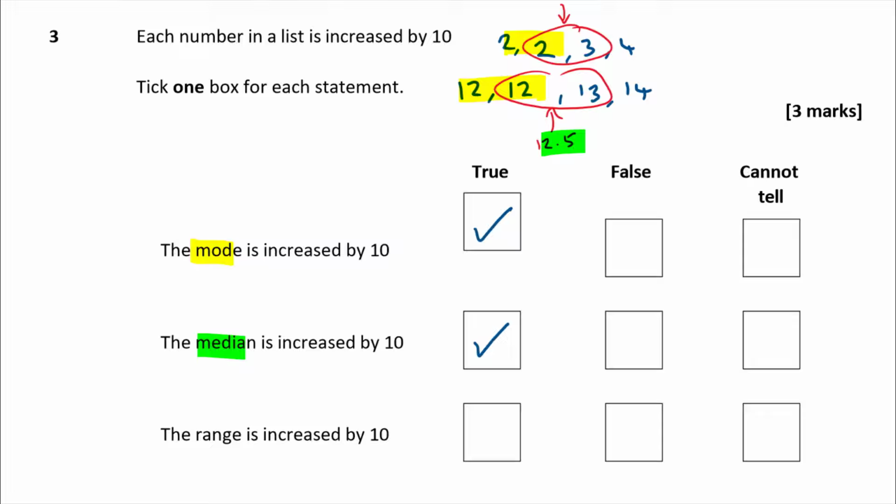The range is the highest minus the lowest, so the range of the first set of numbers is going to be the highest value minus the lowest value. It's going to be 2, whereas the range for the second set of numbers is going to be the highest 14 minus lowest 12. That's going to remain being 2. So will the range increase by 10? No, it won't. It will stay the same. 2, 2, range stays the same.